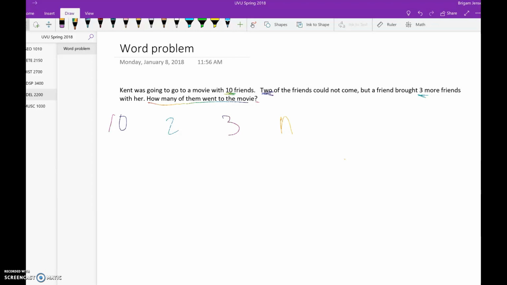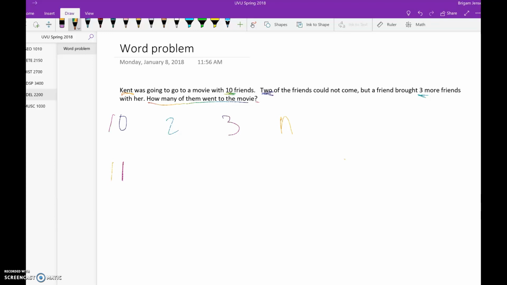So, we have 10. Now, they try to trick you a little here, too, with Kent. Is Kent included in the 10 friends? No, he's going to a movie with 10 friends. So, that means that we're going to start out with 11 people. So, originally, 11 people were going to go to the movie.